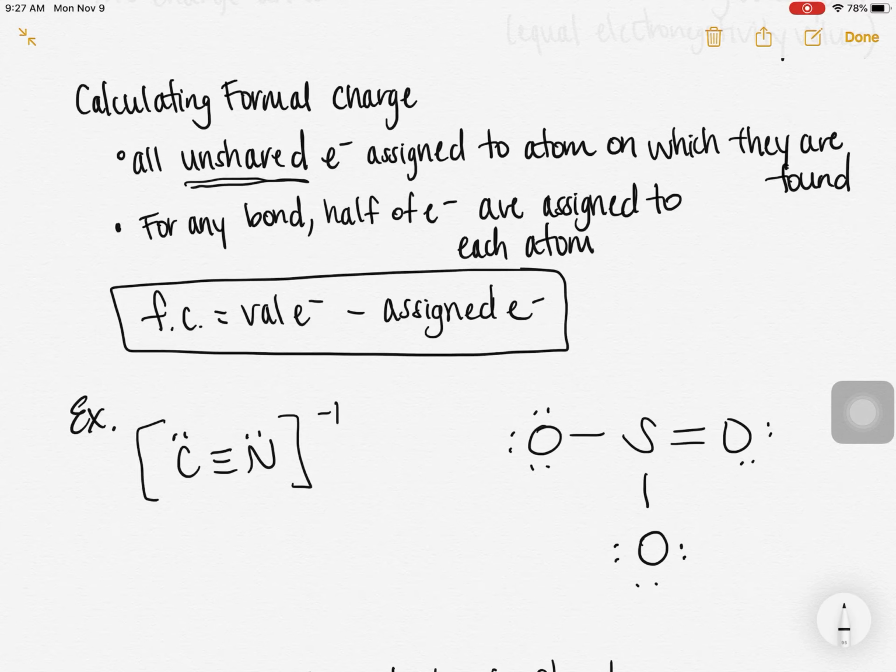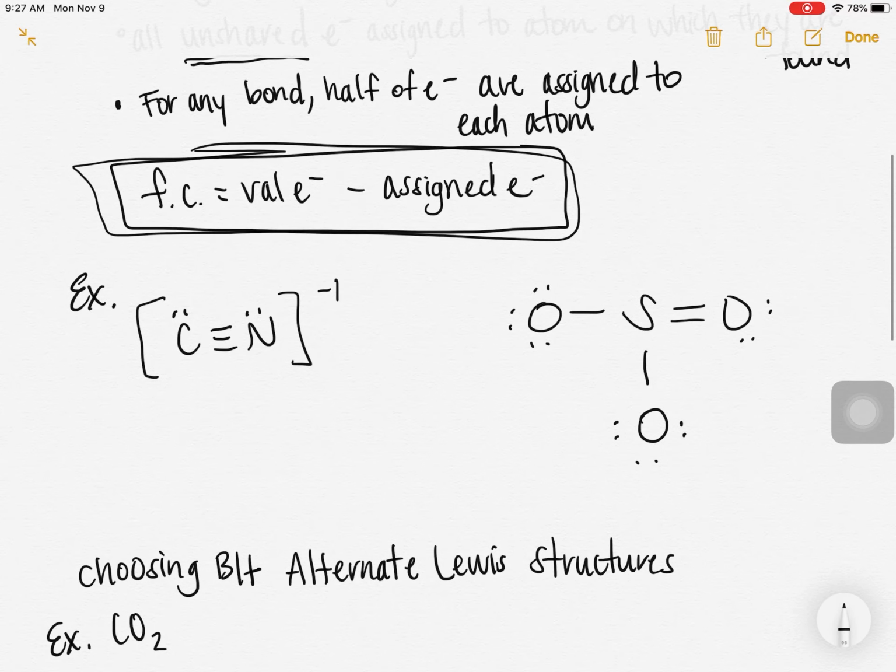And so the big idea here is that formal charge can be calculated by taking an atom's valence electrons and subtracting from that how many are assigned with this counting measure that we just discussed. So the first thing we have to be able to do is calculate formal charge for each atom in a Lewis structure. So I'm going to change my color.